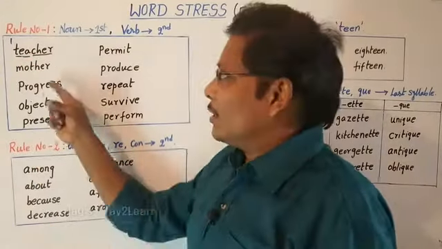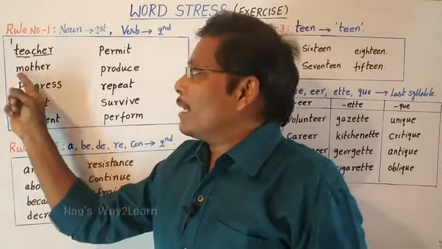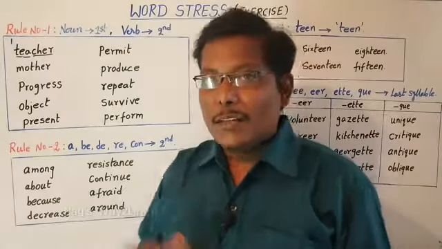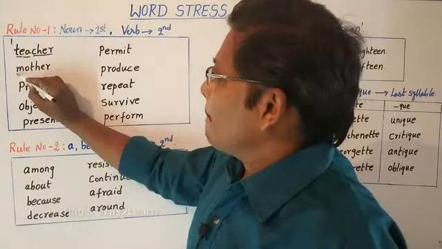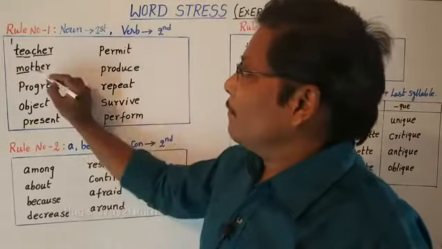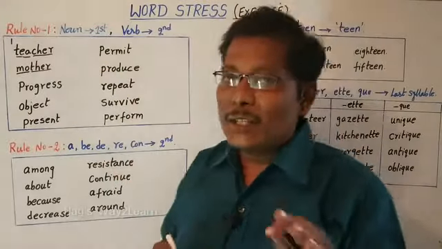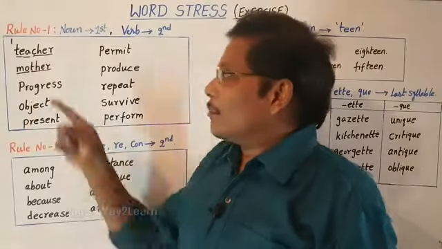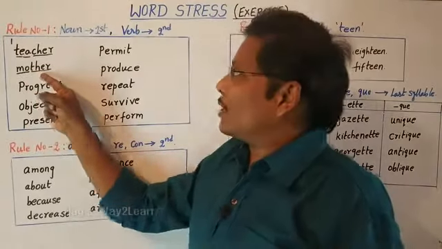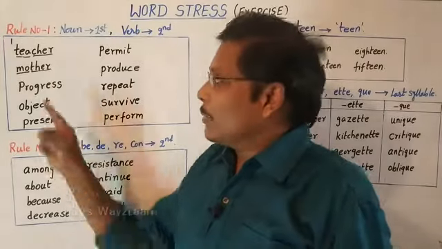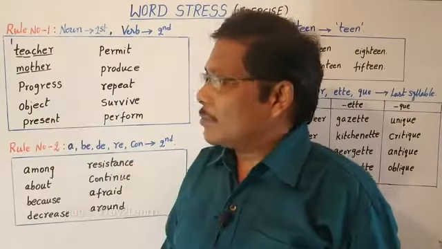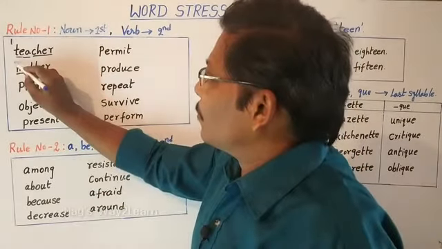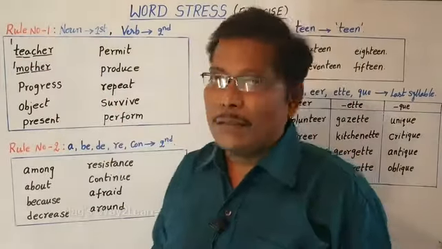Now you see the second word, M-O-T-H-E-R, mother. Here also there are 2 syllables, mo and ther. Mother is a noun, therefore the stress should be on the first syllable. Between these two, the first syllable is mo, M-O. So you put the stress mark on mo.